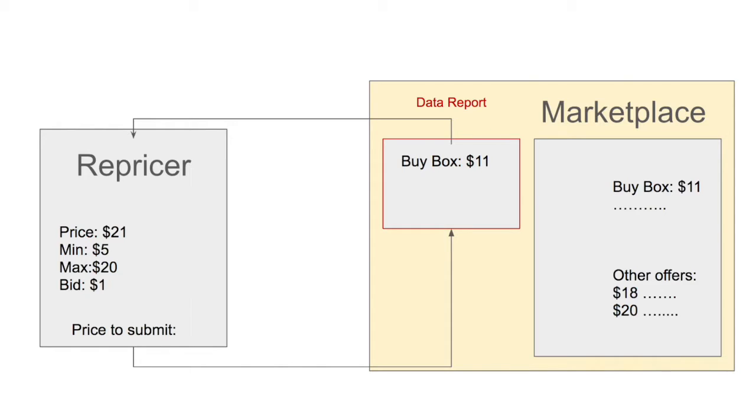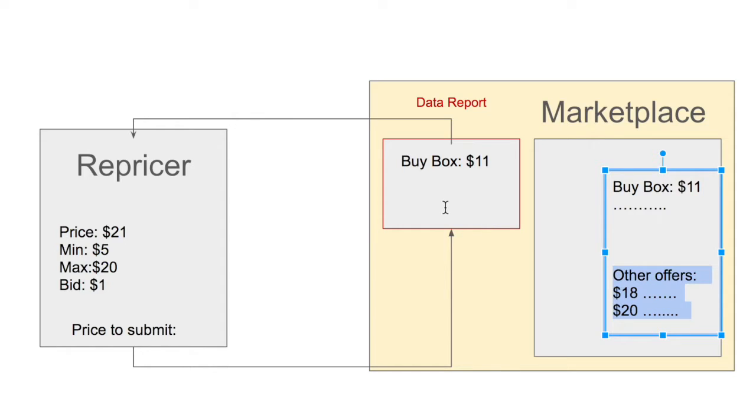This is how a Repricer works. Let's look at this situation. We have two elements on this graph: there is a Repricer and there is a marketplace. The marketplace contains two elements. One, on the right-hand side, is a product page. This is just a page which is visible to all the buyers. It has information such as the product price and other offers, in case a buyer wants to choose another seller from which to buy the product.